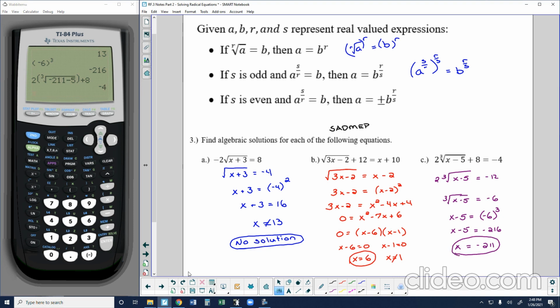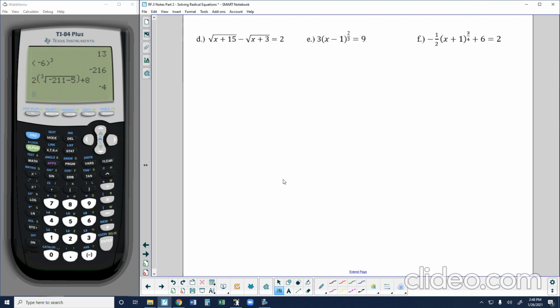Let's go ahead and take a look at some more examples as we start to increase the difficulty. Taking a look at D, we notice we have 2 roots in this case. When you have 2 roots, we can still follow the same process. What I would do first is get the roots to be on different sides of the equation. So I'm going to leave the root of x plus 15 on the left side of the equation. I'm going to add the root of x plus 3 to the other side to get 2 plus root x plus 3.